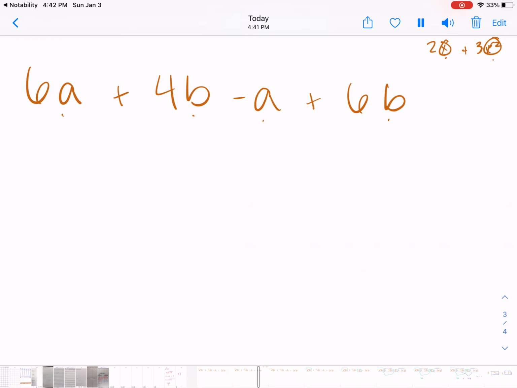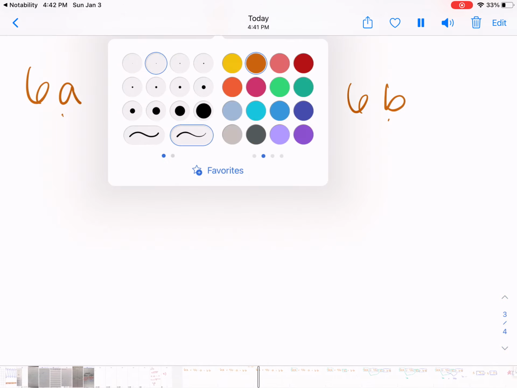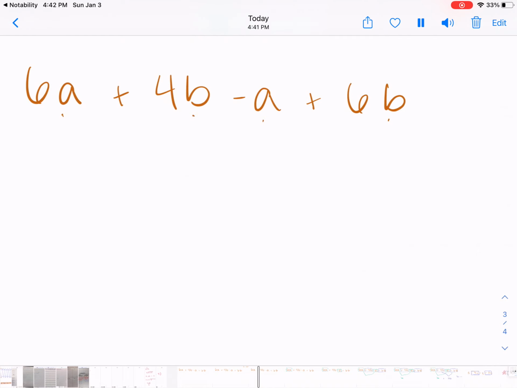This is the same thing. It's kind of like saying that the A and the B are not on the same team. They can't be combined with each other. So we're going to separate out anything with those different variables. So this 6a, I'm going to start with that one. Now there's no sign in front of it like a negative or positive, so I'm just going to put a square around it. You can assume that it's positive because it does not have a negative sign.